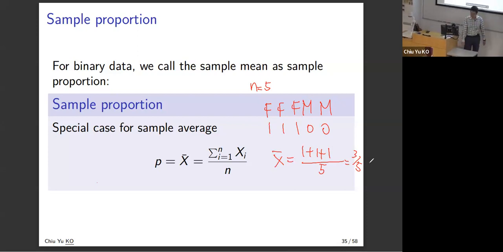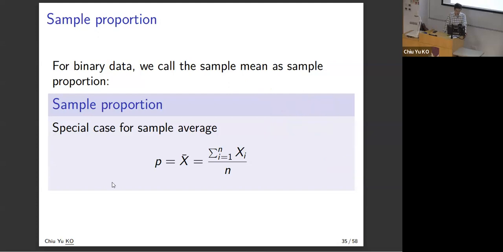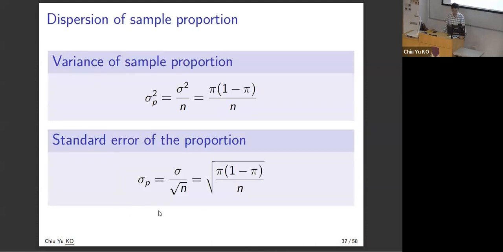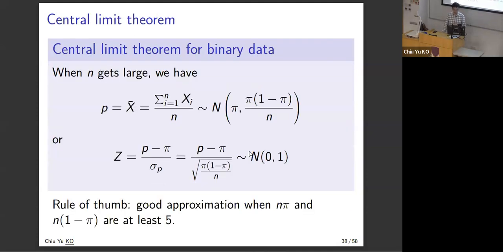In many textbooks as well, we denote the sample proportion by P, but this is just the sample mean. There's nothing special, P is just the name. But why do we care about the name? Everything follows directly from the expectation of the sample mean: the expected sample proportion is the same as the population proportion. The variance is also the same, pi times 1 minus pi over n. There's nothing new here. And the central limit theorem also applies, so everything is the same.